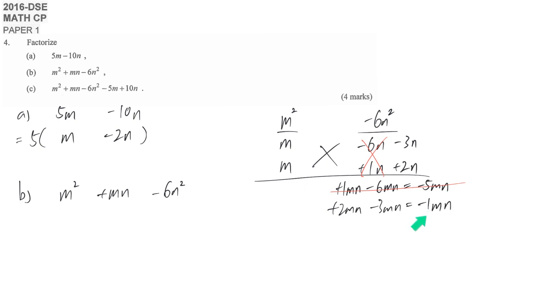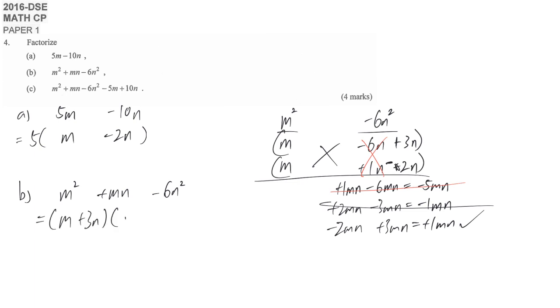The magnitudes are the same, both of them are 1, but the signs are not the same. So just a very small change. We change plus to minus, we change minus to plus, and then we try once again. Negative 2mn plus 3mn is equal to positive 1mn, which is consistent with our calculation. So after trial and error, we find out that the first factor is m plus 3n. The second factor is m minus 2n.